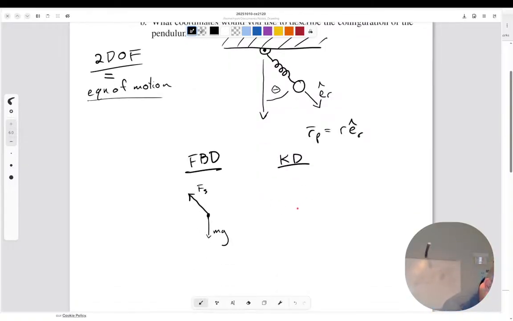This was the part that I didn't see anyone venture a guess at: what does acceleration look like? Like our kinetic diagram, we want to say MA. What is MA? How many components do we need to describe MA? We need two, because it's 2 degrees of freedom. So there's only one vector, but we're going to describe that vector in 2 different components. Where are they pointing?